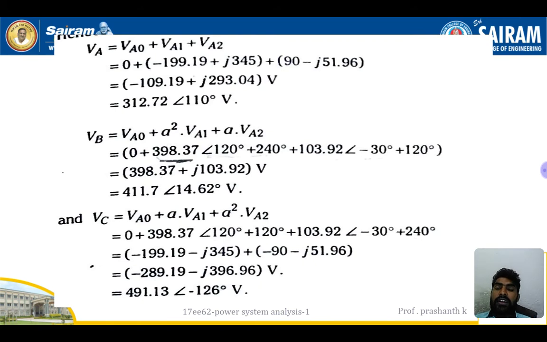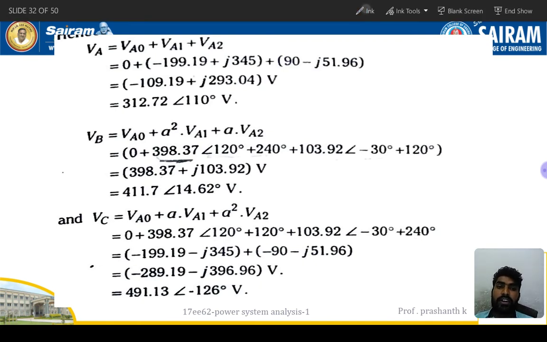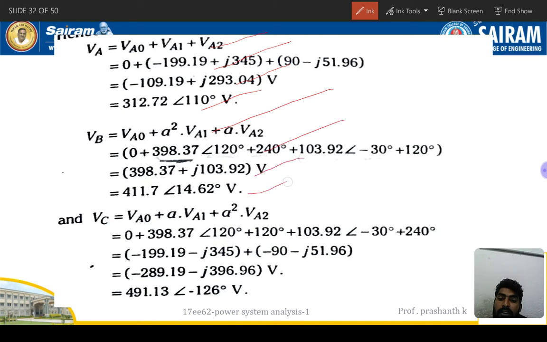And if you want to calculate the line voltages, that is positive and negative line voltages of the three lines, VA is equal to VA0 plus VA1 plus VA2. Already we calculated these from the previous slide, so just substitute and we'll get the values like this. And then if you want to calculate VB, this is the formula, and we can find it out, and VC is equal to this value, we'll get it.